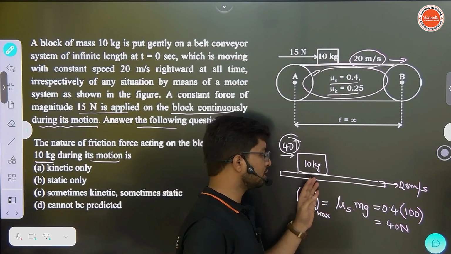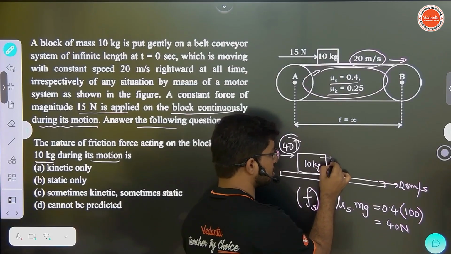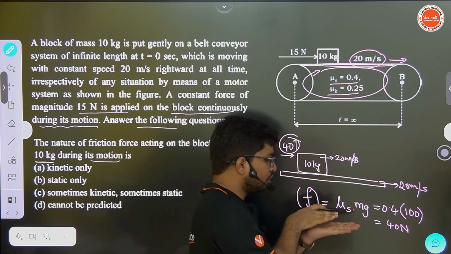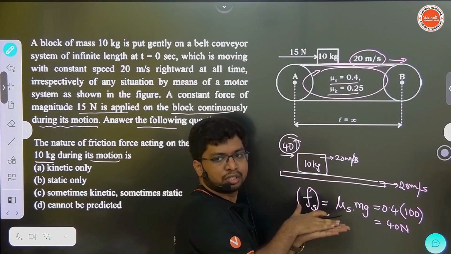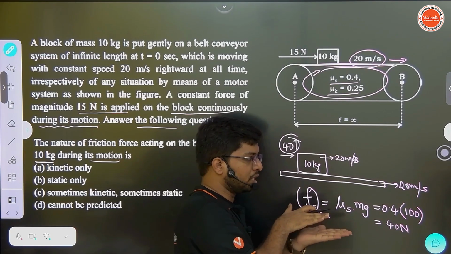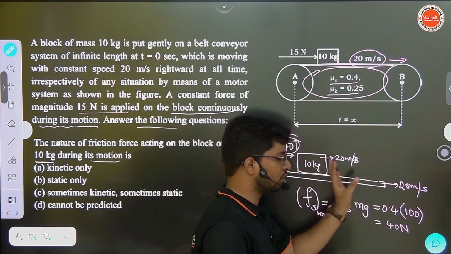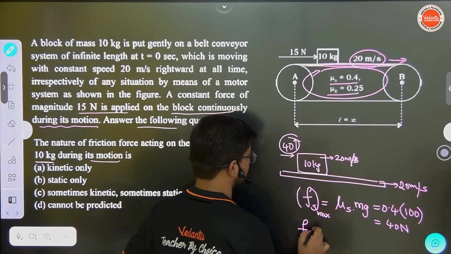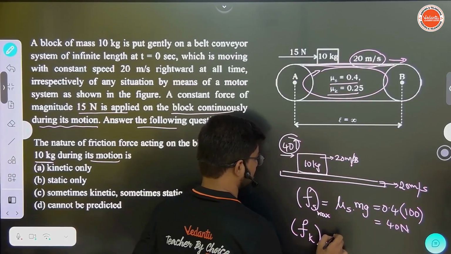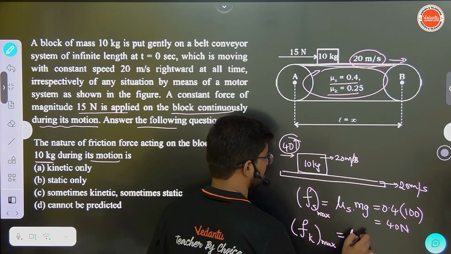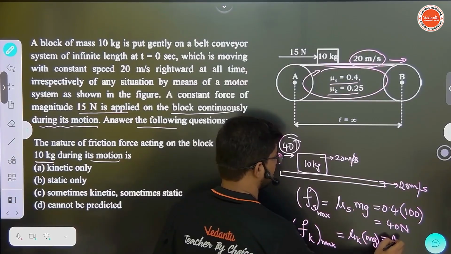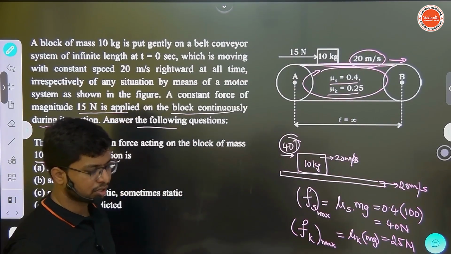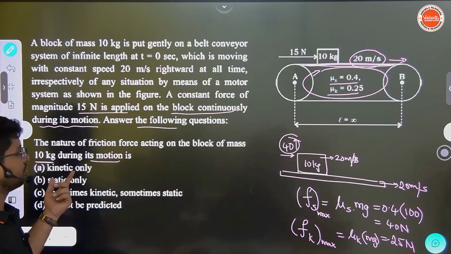It will move with exactly 20 meters per second, but there will not be any relative slipping over here. Clear? With respect to the belt, it is not going to move. It will just move along with the belt. Now, what is the maximum kinetic friction here? That is 0.25 into 100. You will get 25 newtons. Clear? Now, your applied force is only 15 newtons.